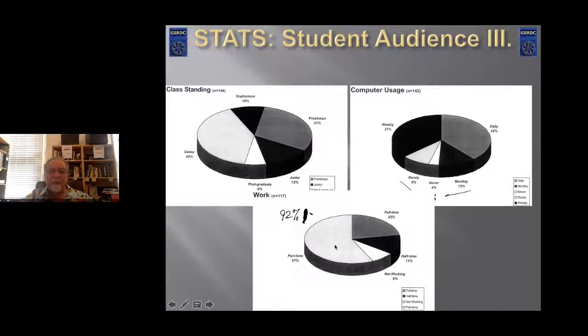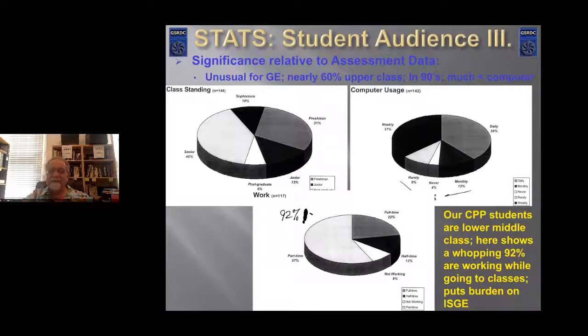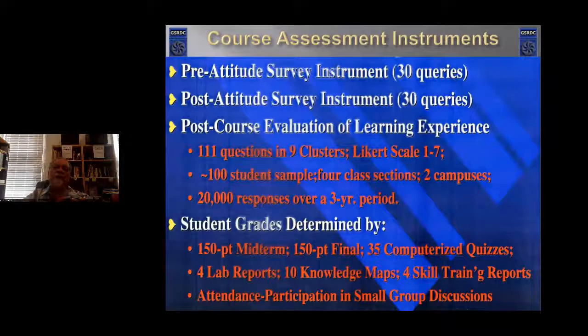92% were working at the same time they were going to school, which is typical of the California State University system. So our CPP students are lower middle class, and that's why they have to work to get through school. So what instruments do we use?